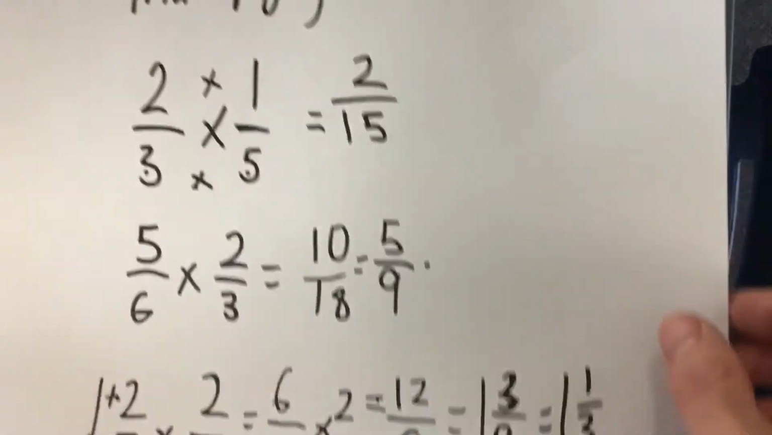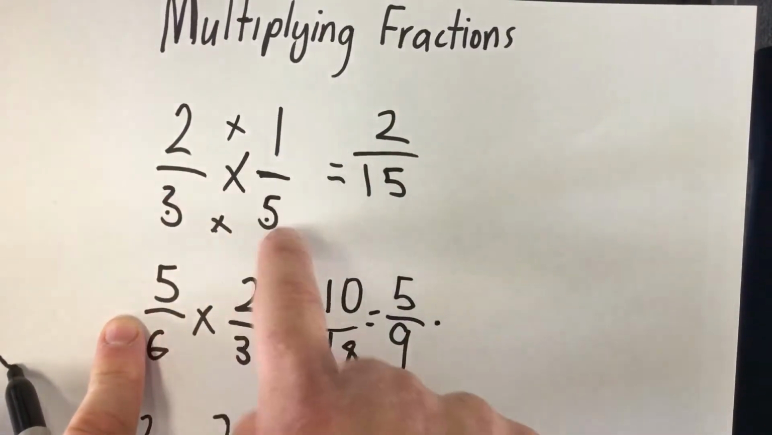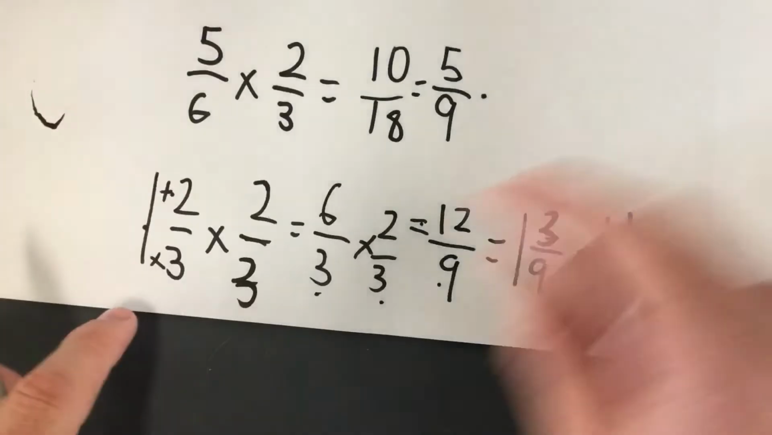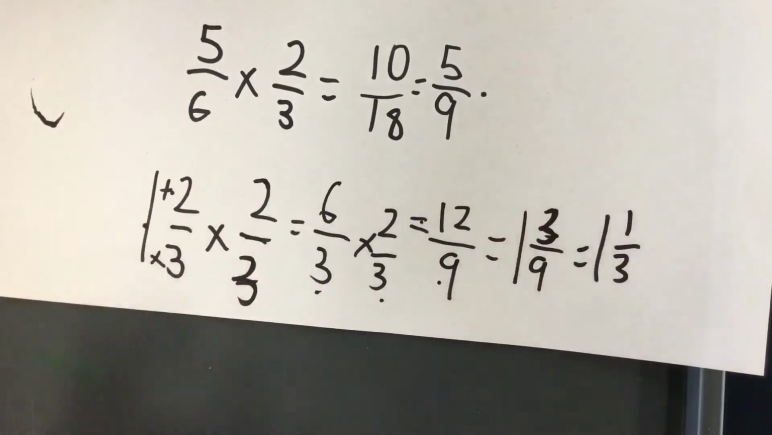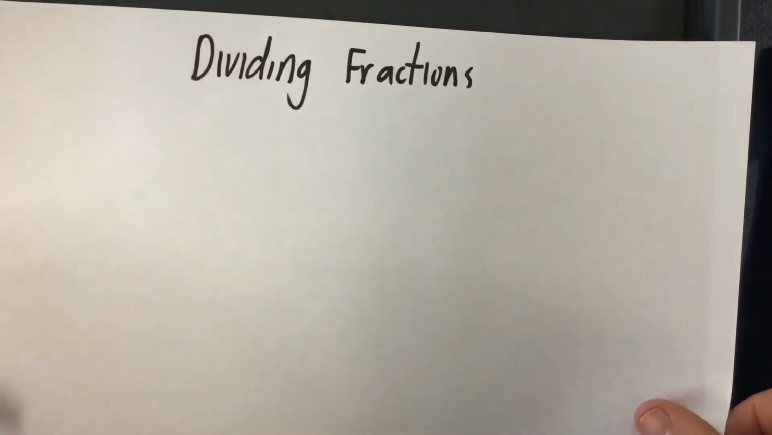So multiplying fractions is super easy. You're basically multiplying the top, giving an answer, multiplying the denominator, giving an answer, and if it is a mixed fraction, you just change it to an improper fraction before you go. Okay, so that's multiplying fractions. Dividing fractions is a little bit different.